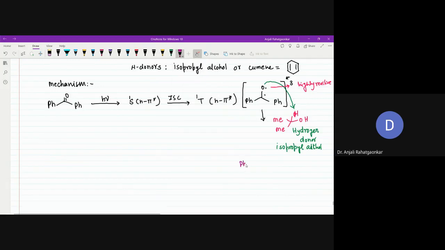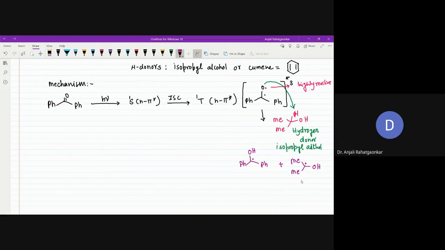So this H is abstracted, so you will get the formation of, but this radical will remain the same, and generation of another radical takes place. So here the hydrogen is removed, and as we know that a free radical generates a free radical, so there is no question of forming a carbanion or carbonium or any other intermediate. So you will get the formation of another free radical.